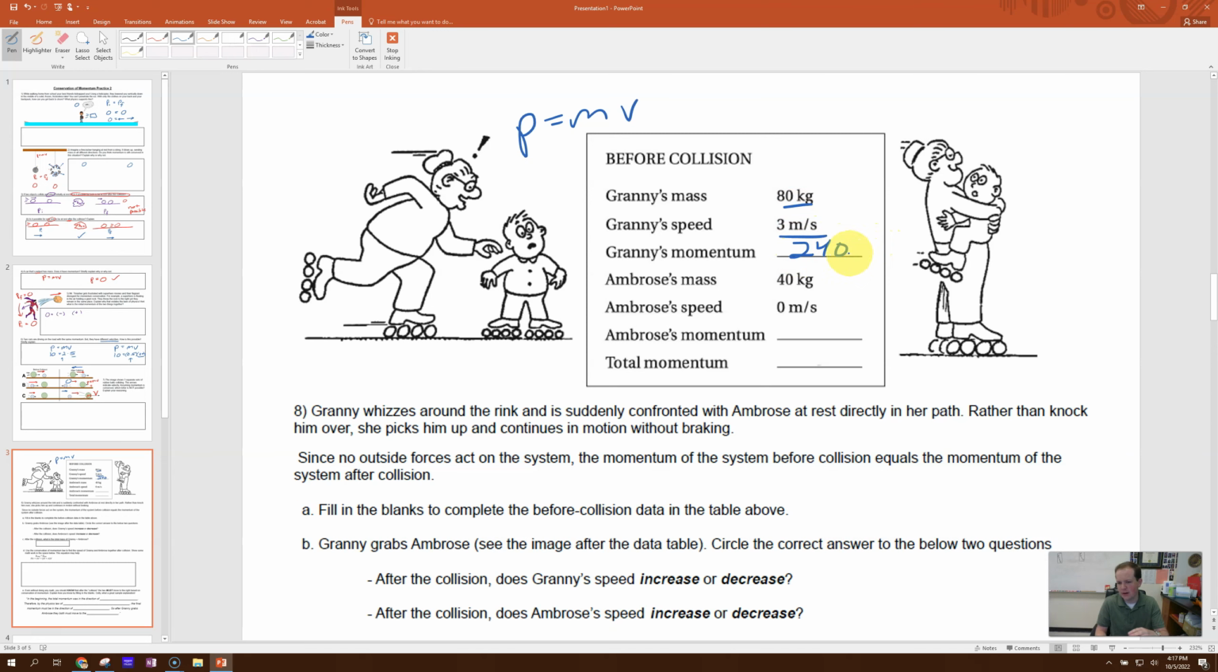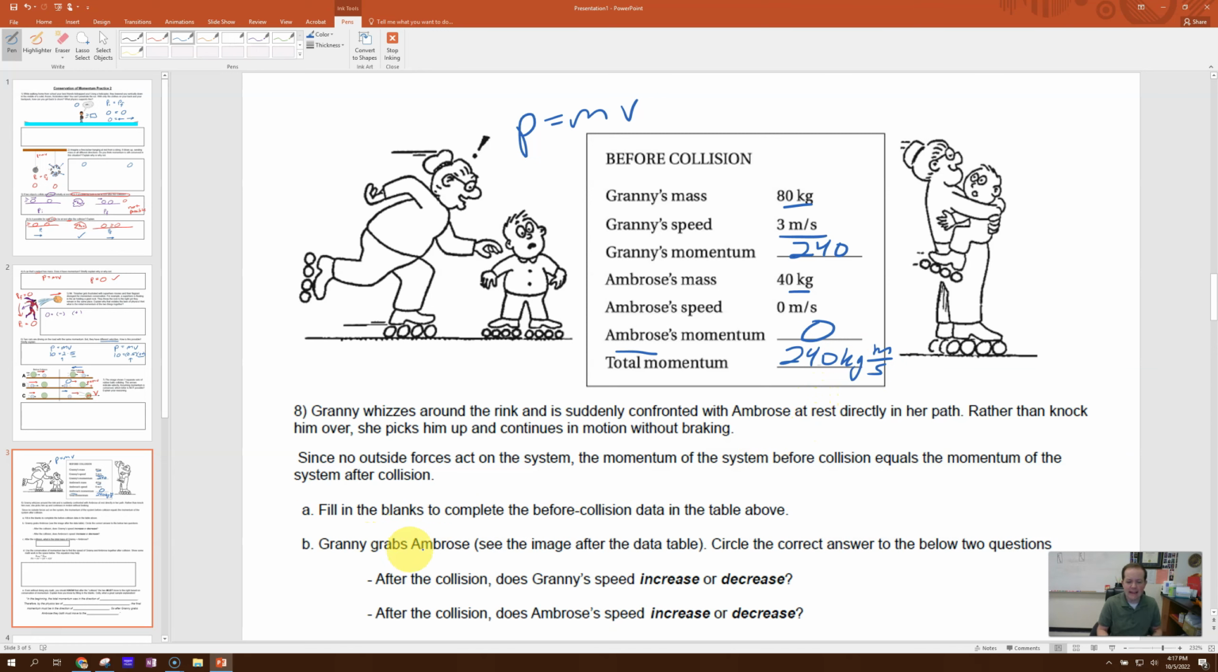I'm going to leave off units right now, but it'd be kilograms, meters per second. What's the momentum for Ambrose, this kid? Well, the mass is 40, the velocity is 0. 40 times 0, that's 0. So the total momentum is 240 plus 0, that's 240. Maybe I'll write the units here just so you remember those units. 240 kilograms, meters per second.